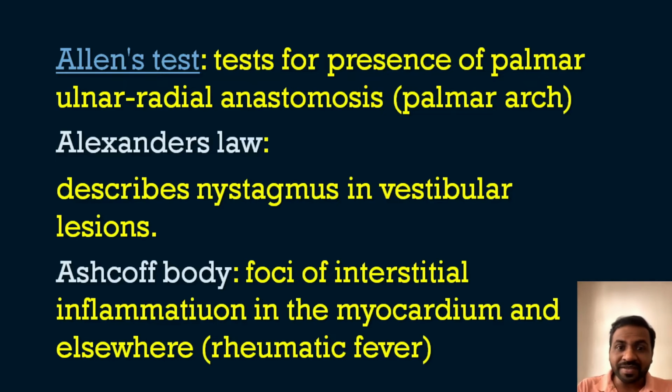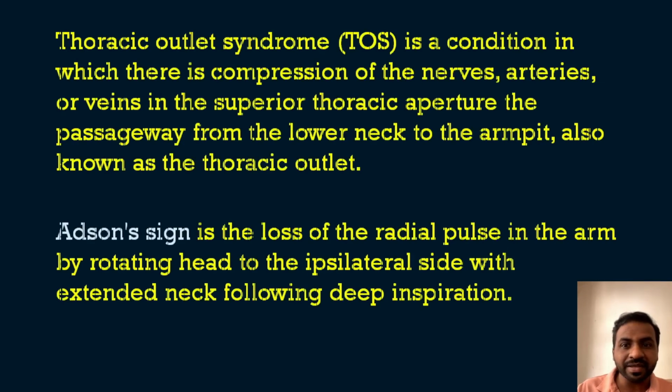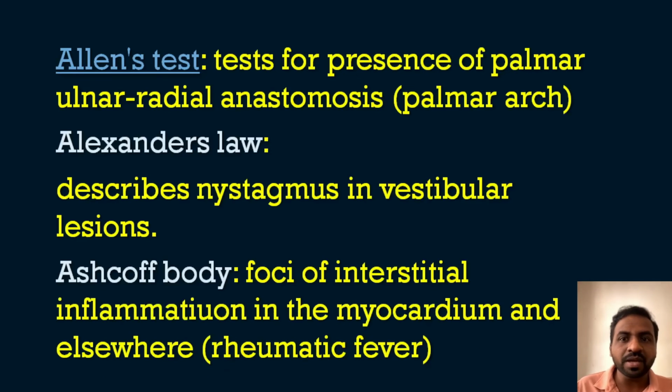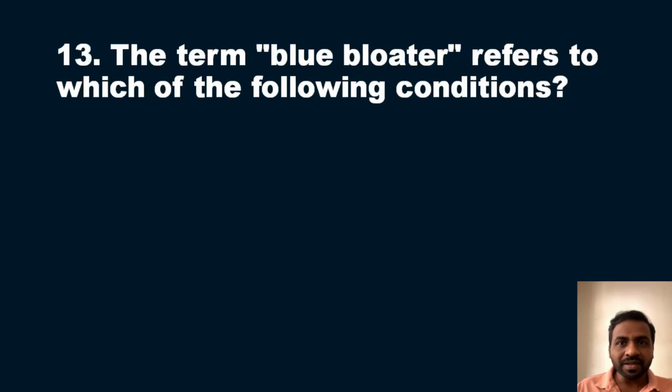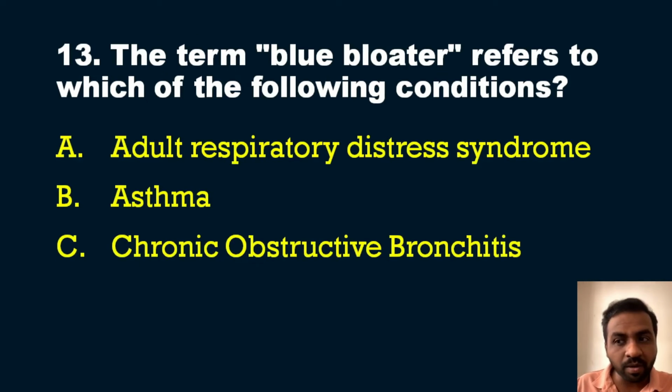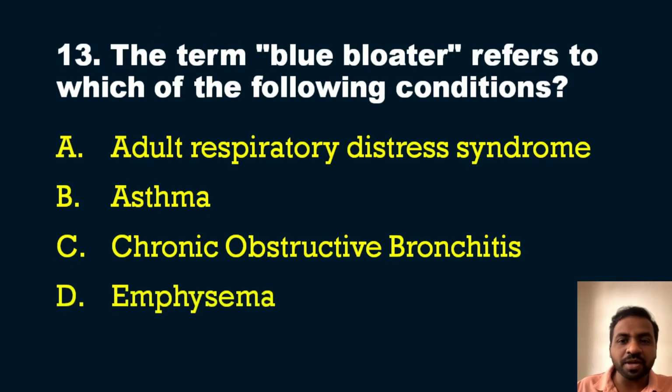So Adson sign is a sign for thoracic outlet syndrome. Now we will move on to the 13th question in our series, another very important question. The question is, the term blue bloater refers to which of the following conditions? The options are: A, adult respiratory distress syndrome; B, asthma; C, chronic obstructive bronchitis; and D, emphysema.